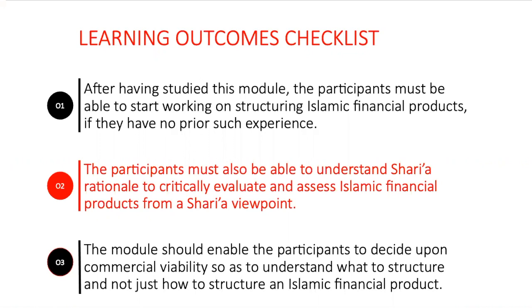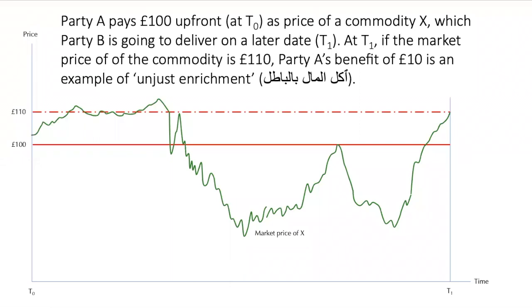Before we stop, I would also like to check whether we have fulfilled learning outcomes as well. Again, I'll go to learning outcome 2, which reads like this. The participants must also be able to understand Sharia rationale to critically evaluate and assess Islamic financial products from a Sharia viewpoint. And to check that one, I would like to ask this question. Party A pays £100 upfront at T naught as price of a commodity X, which party B is going to deliver on a later date, T1. So at T1, if the market price of the commodity is £110, party A's benefit of £10 is an example of unjust enrichment, or what is known in Arabic as aklul mal bil batil. The question is, is this statement true or false?